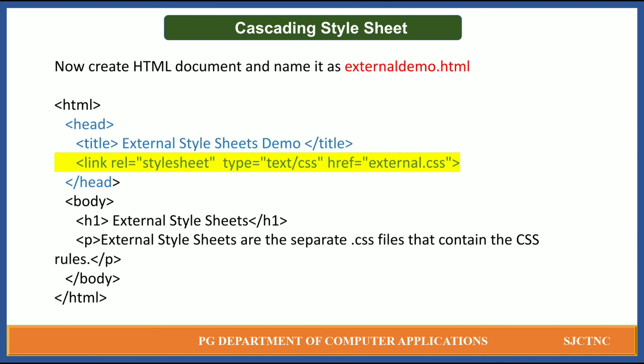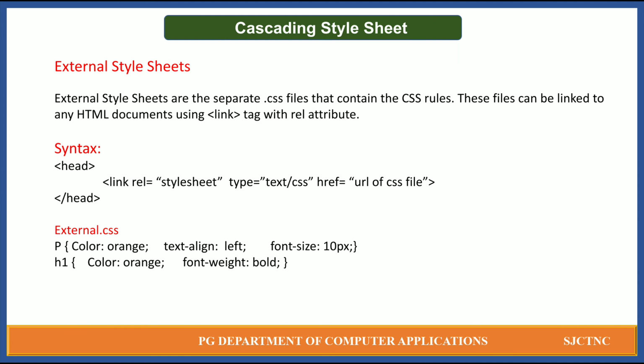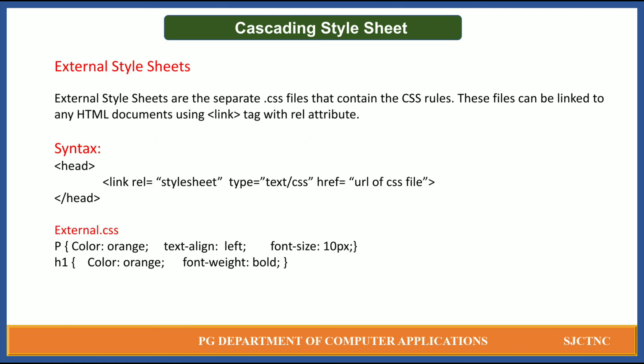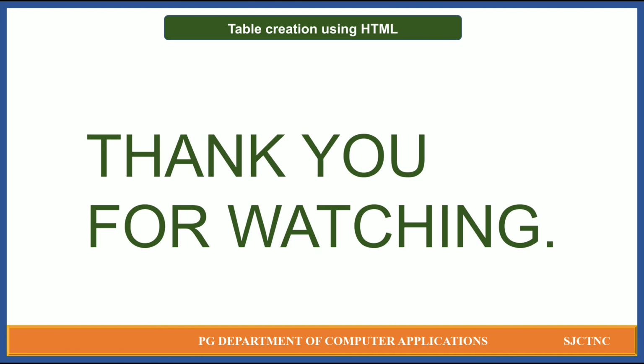So we are using the paragraph tag here, that is, within a paragraph we have text: external style sheet, or a separate CSS file that contains the CSS rules. This text will be in this style, that is, the color should be orange, alignment left, font size equal to 10 pixels. So we can use any number of paragraph tags in that page. Wherever you use that paragraph tag, the style we mention here will appear there. Thank you.